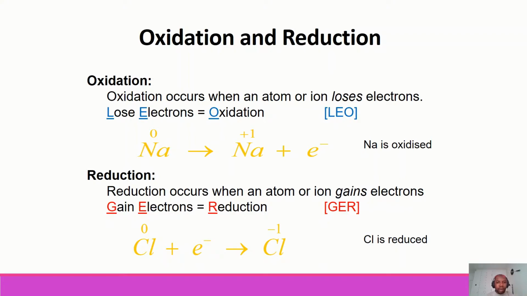occurring. So oxidation occurs when an atom or ion loses electrons. For example, you see sodium loses an electron and then sodium is oxidized. So reduction occurs when an atom or ion gains electron. So when it gains electron, it's called reduction. So for example, you can see chlorine gains an electron to become chloride ion, and therefore chlorine is reduced. So please take note of that. When it loses an electron, they are oxidized. When they gain electron, they are said to be reduced.